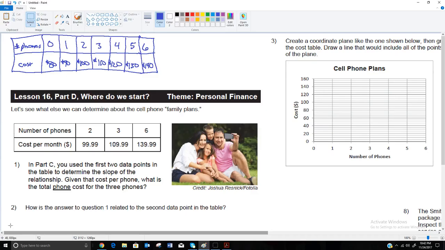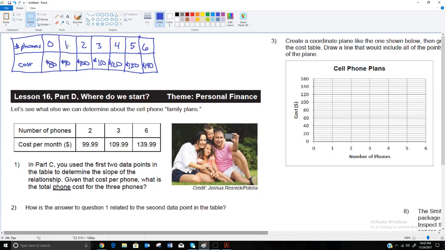So we're going to continue talking about the cell phone situation. I've put this table back up that we created in the last lesson. We had been given 2 and 3 phones and the cost for that, and then 6. We filled in the table with the other data values in between, and went all the way down to 0. So we said 0 phones would cost $80, which doesn't make a lot of sense with a phone plan not to have any phones. But it gets us this initial cost. With no phones, it costs $80.